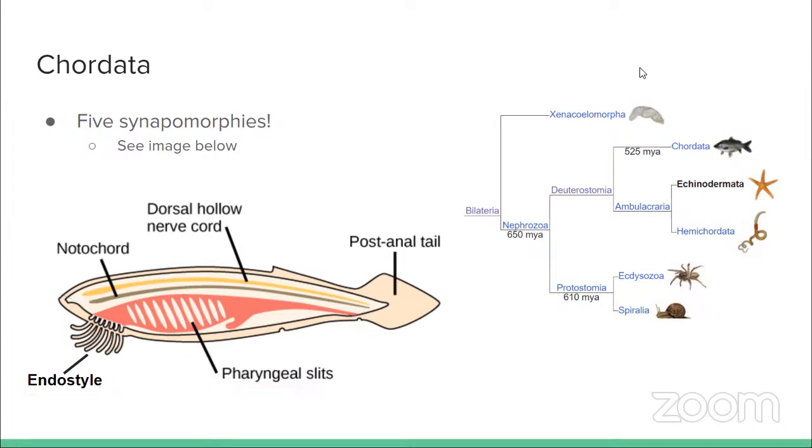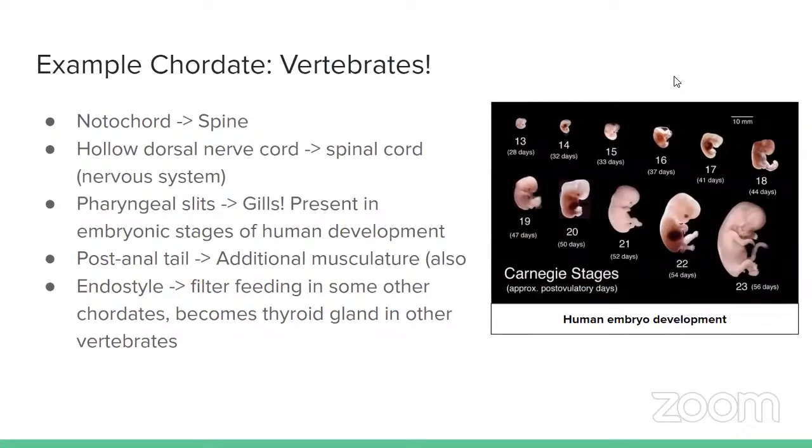And for some more examples, because those words are pretty dry. In humans, each of those becomes something slightly more familiar. The notochord basically develops into your spine in humans and in vertebrates generally. Vertebrates are things that have vertebrae, so a bony spine basically. That hollow dorsal nerve cord becomes the spinal cord itself, the nervous system running through the center of your spine, or from your brain out to the rest of your body.